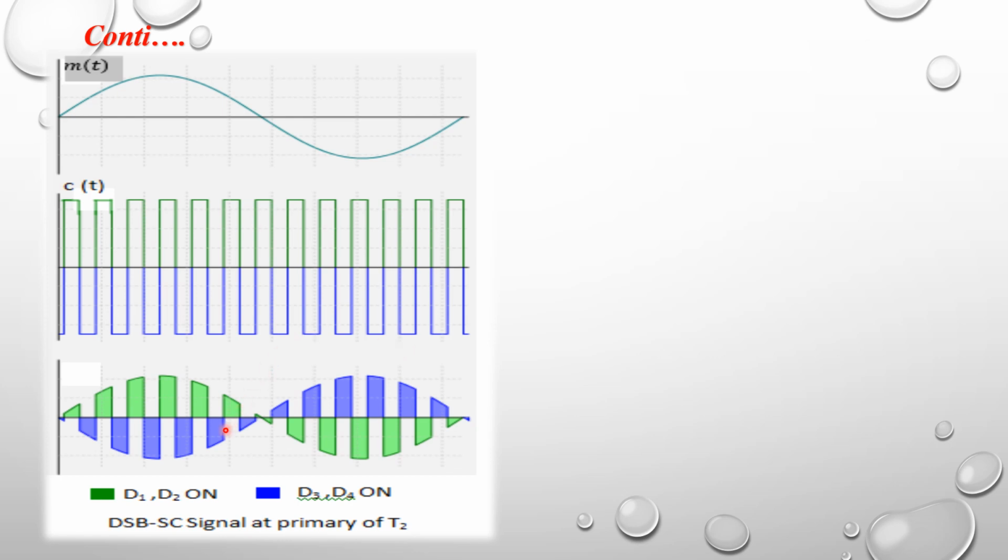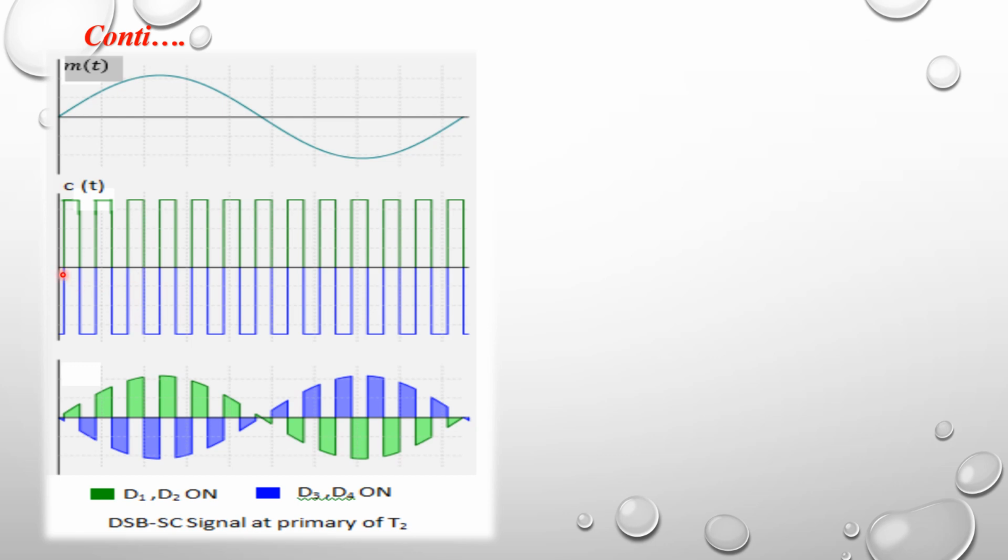The modulated output s(t) is equal to the product of the input signals, so s(t) is equal to m(t) into c(t). The ring modulator is designed using four diodes: D1, D2, D3 and D4. Taking the square wave as an example, this portion is the positive value, this portion is the negative value, and again this is the positive amplitude and this is the negative amplitude.